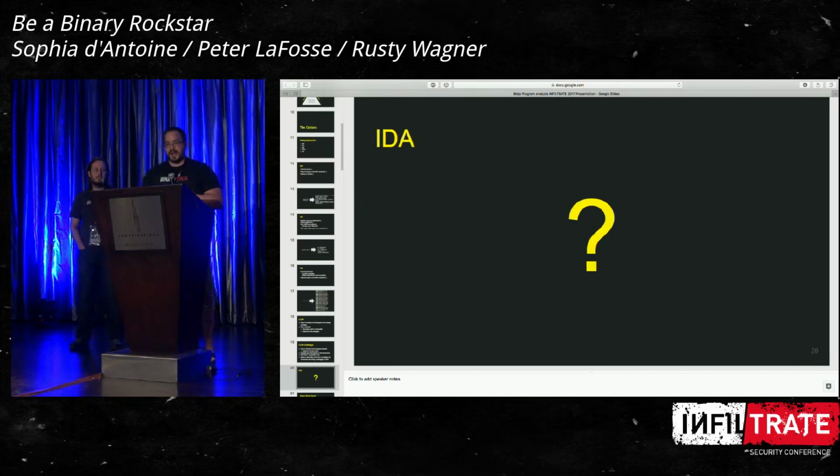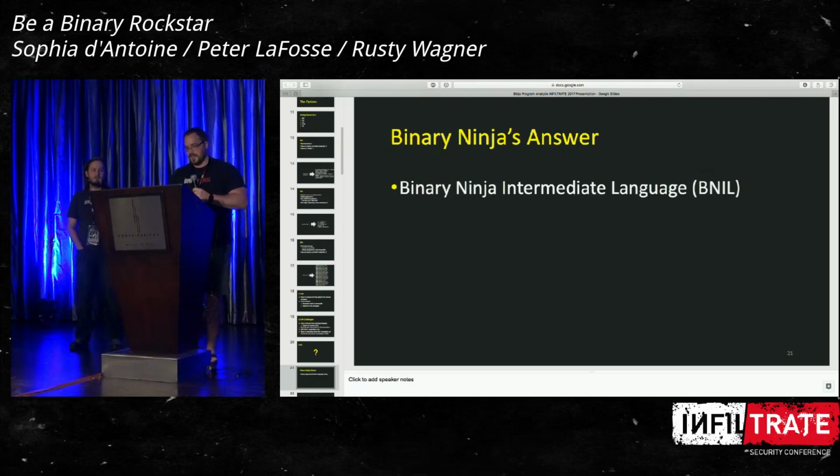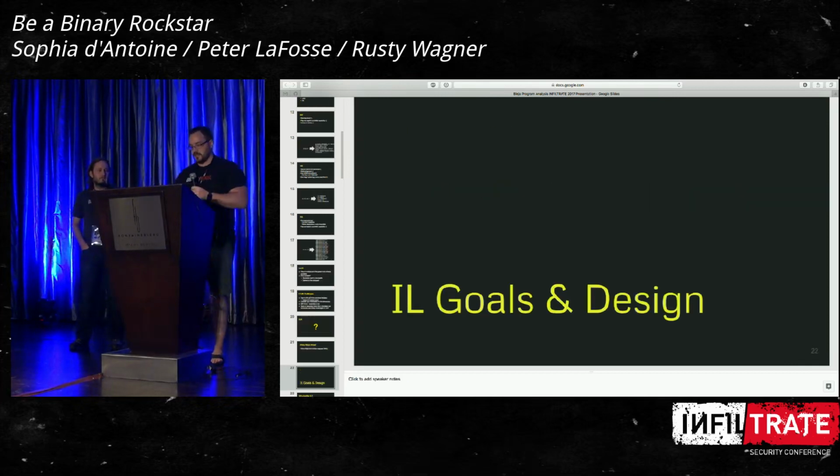And finally, IDA. Well, IDA really isn't a program analysis tool. There's rumors that they have an intermediate language, but there's no APIs for this. IDA just is not a choice for program analysis, honestly. So if you're trying to use it as such, look elsewhere. Use any of the other things I said not to use. That'll be better than IDA. So Binary Ninja's answer to this is the Binary Ninja intermediate language, which Rusty is going to talk about.